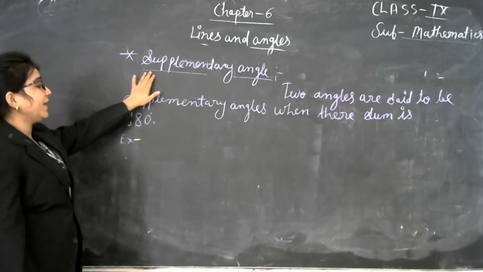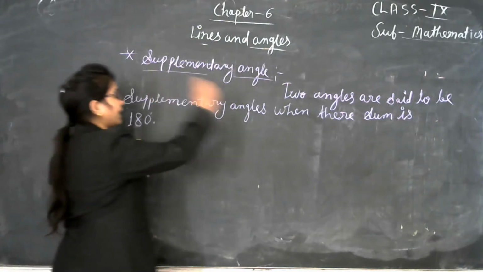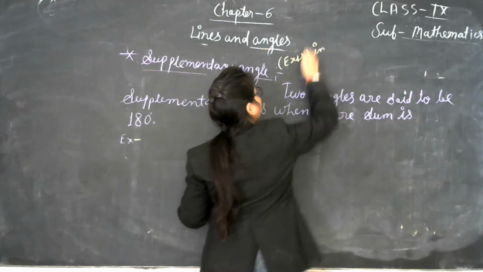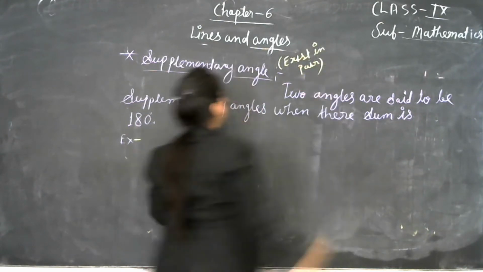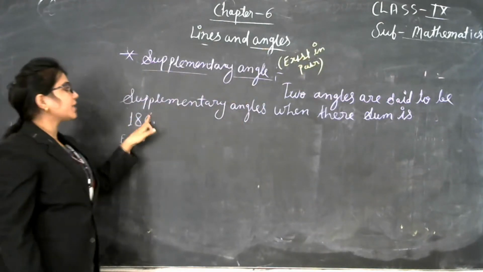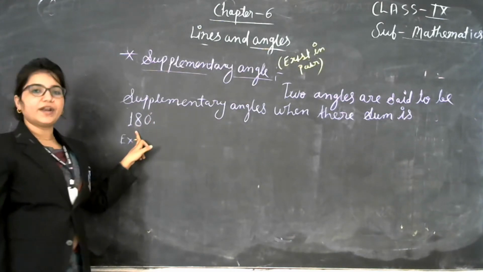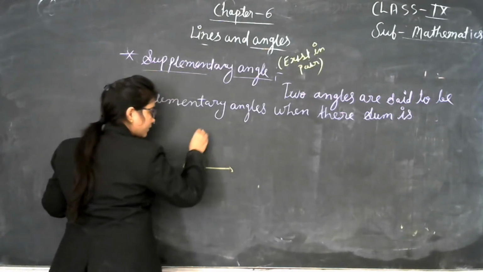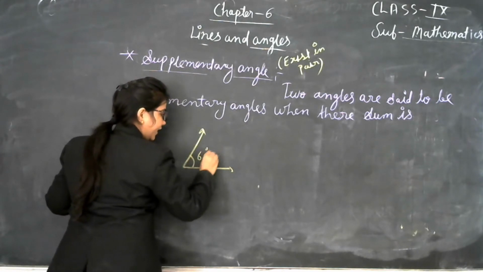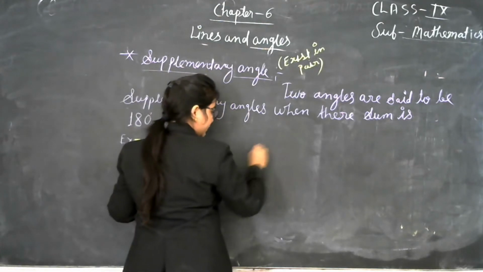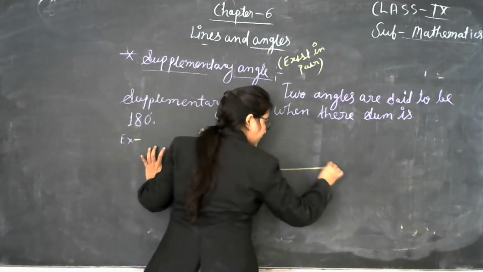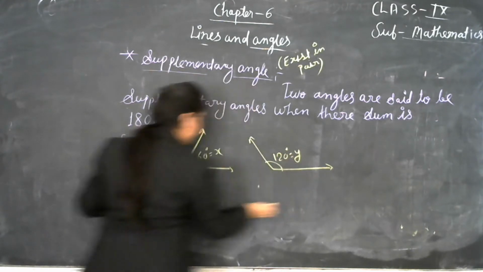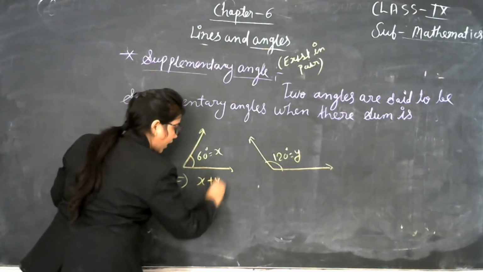Now the next is supplementary angles. Remember that supplementary angles also exist in pairs. Two angles are said to be supplementary when their sum is 180 degrees. Let me take an example. Suppose this is 60 degrees, called X, and this is 120 degrees, called Y, which means X plus Y is equal to 180 degrees.